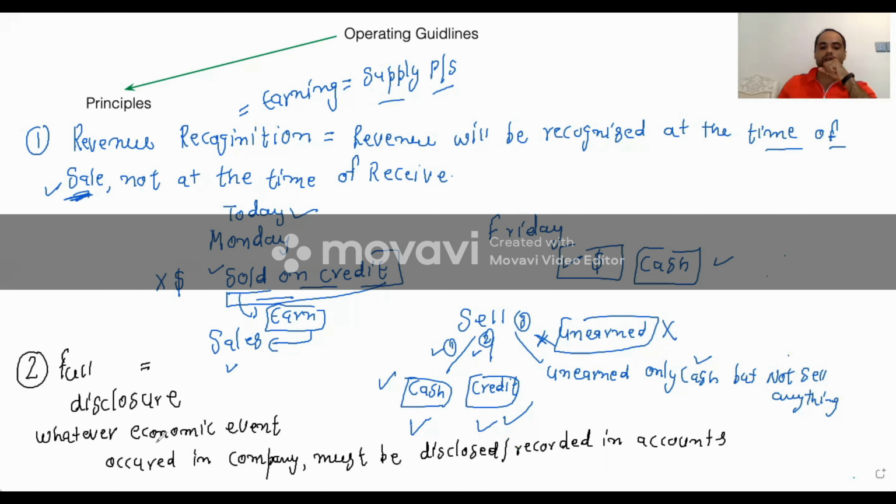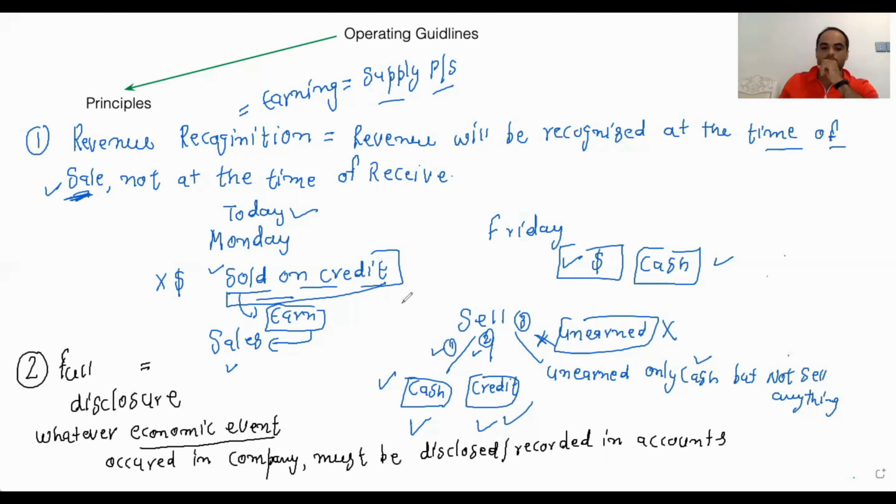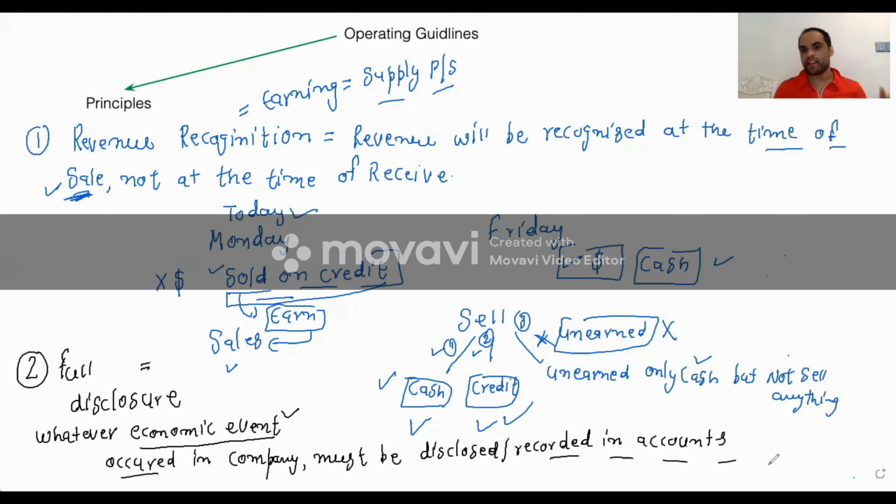So whatever economic events occur, economic events means any kinds of things which has a money value, which affect the money in or out, anything, inflow or outflow. So whatever economic events occur in company must be disclosed or recorded in accounts. You cannot ignore anything. You cannot avoid anything.